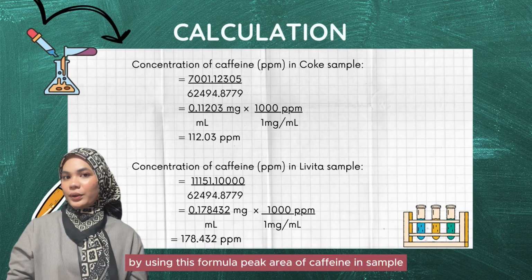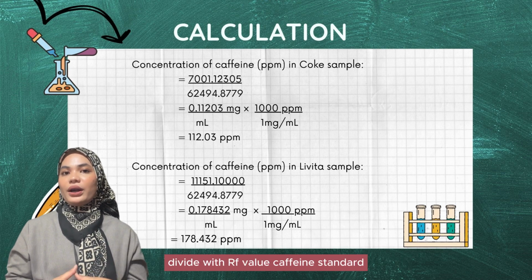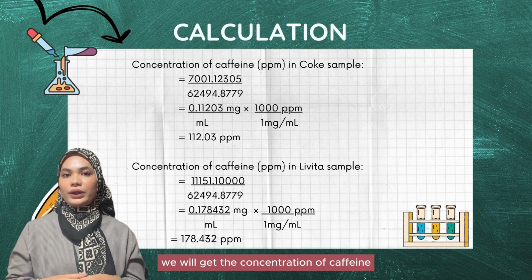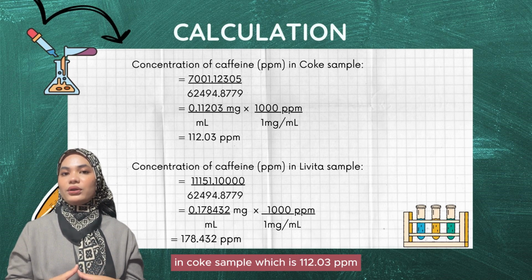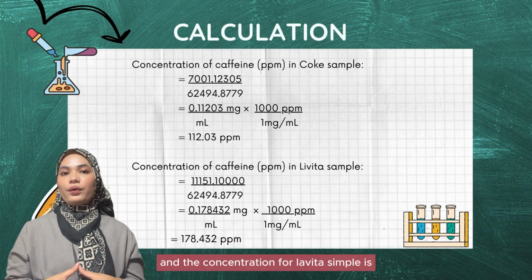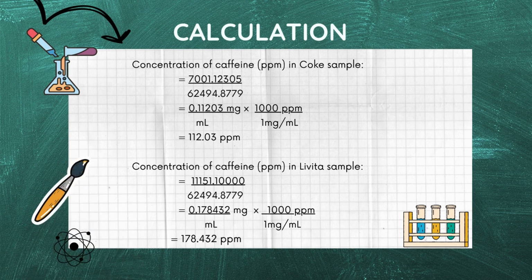By using this formula, the peak area of caffeine in the sample divided by the RF value of the caffeine standard, we will get the concentration of caffeine in the Coke sample, which is 112.03 ppm, and the concentration for the Levita sample is 178.432 ppm.